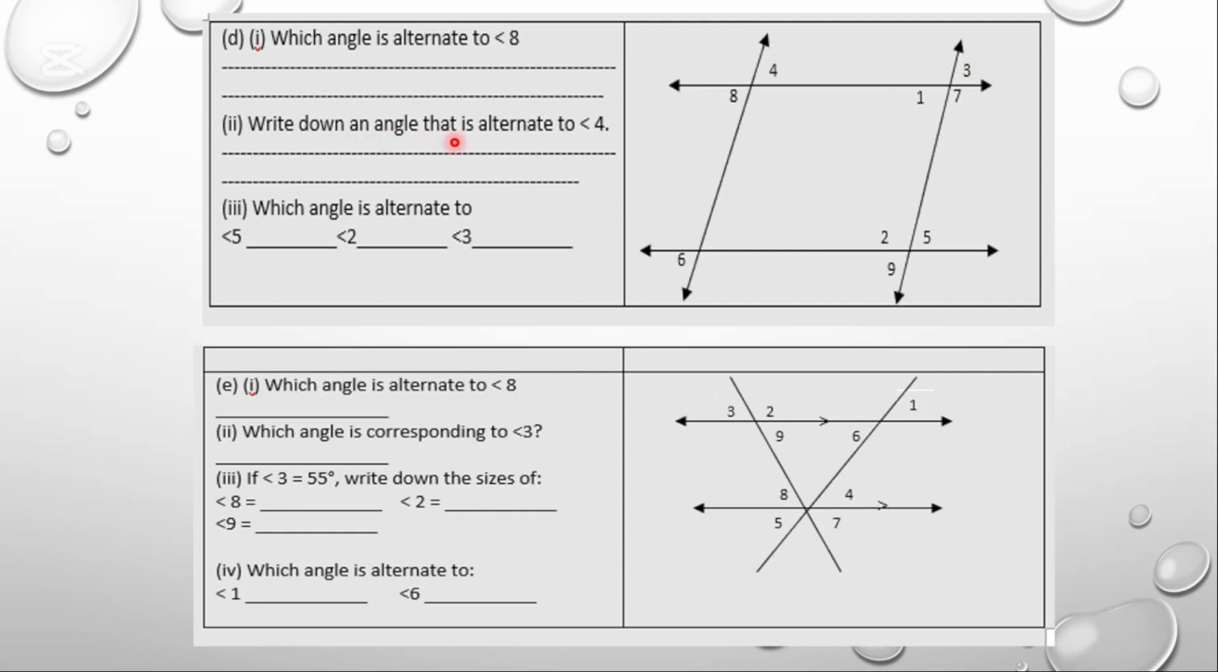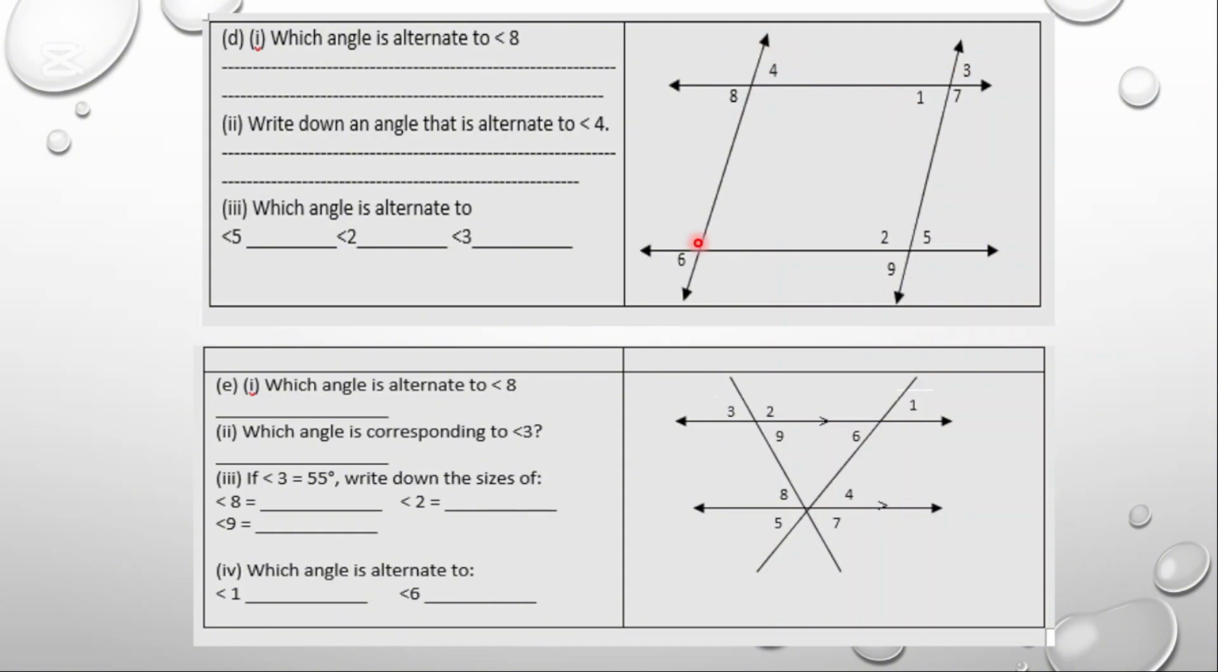Write down an angle that is alternate to 4. 4 is over there. This one you can see. This is the 2 lines. This part is the interior part. So it will be 4 and 1.